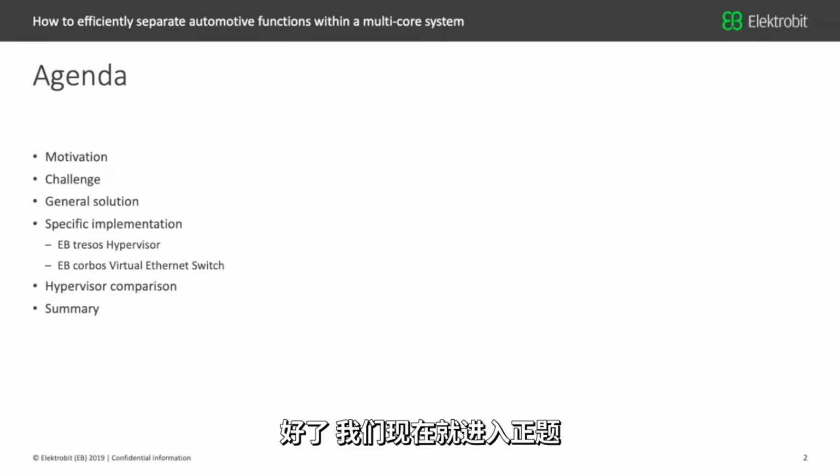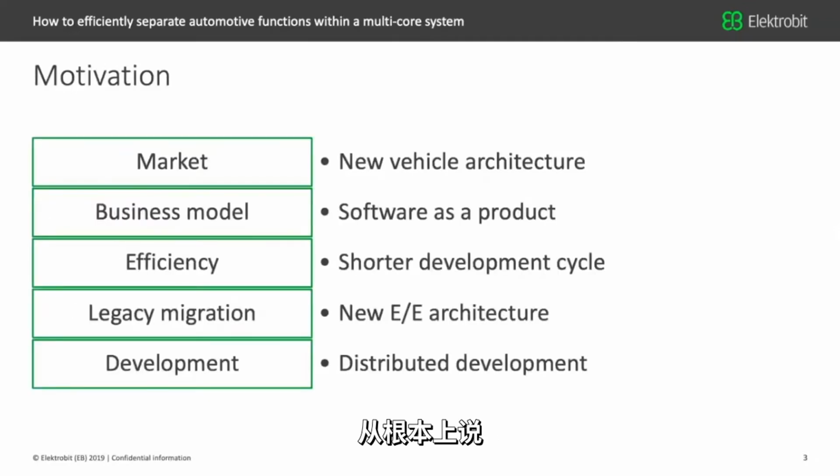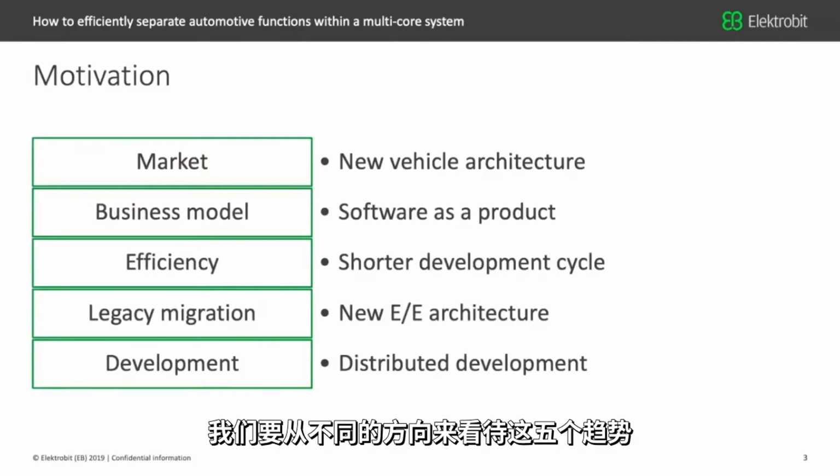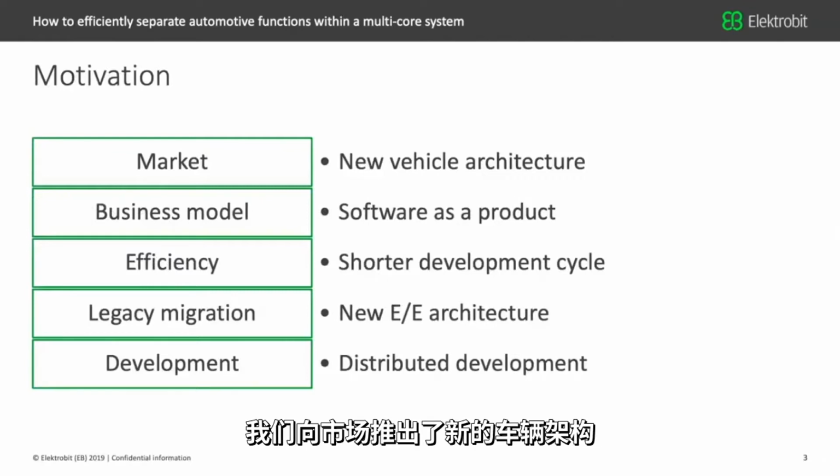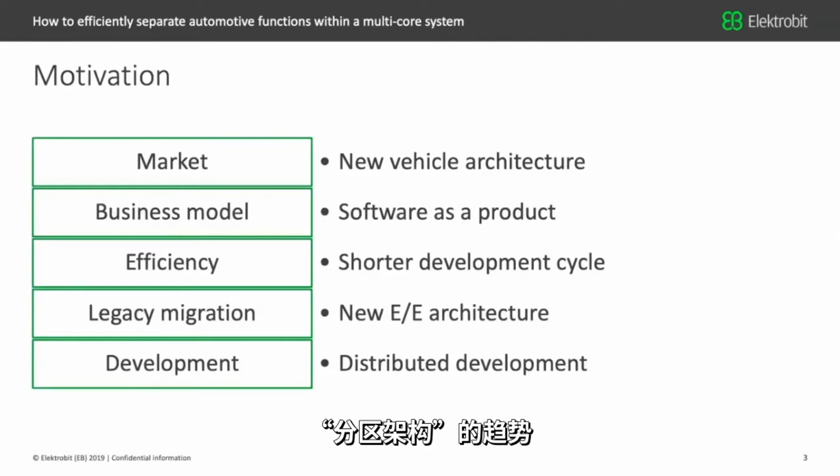Okay, let's dive right in and have a look at the motivation. So basically, we look at these five trends which come in from different directions. We have the market, where new vehicle architectures are approaching. So we're talking about the movement to so-called zonal architecture. Here function consolidation, as also mentioned in the introduction, is a key factor. Same as the business model.